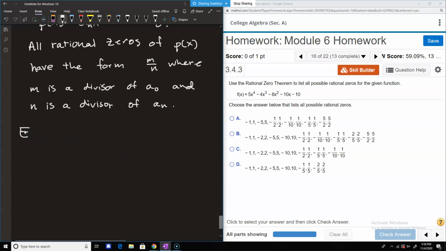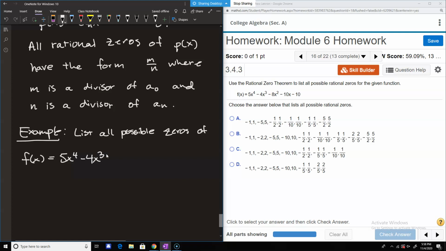So, in this example, list all possible zeros of f of x equals 5x to the 4th minus 4x cubed minus 8x squared minus 10x minus 10 according to the rational root theorem.